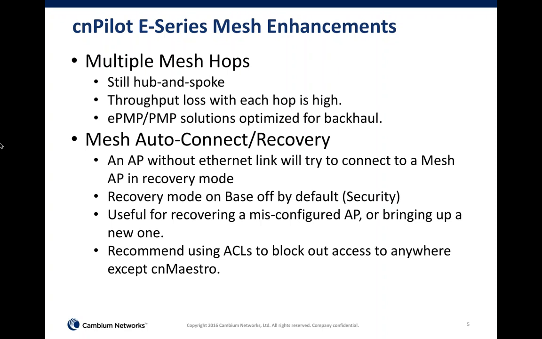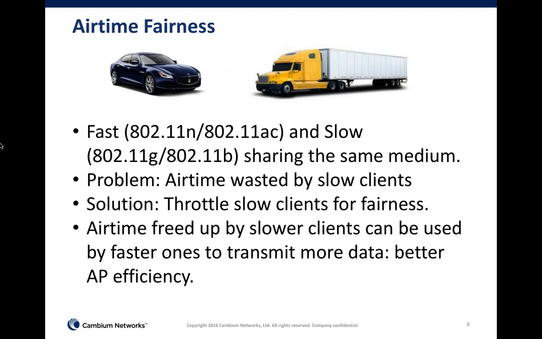So this would be useful where you can bring an AP back onto your network without having to, say, climb up a pole or pull an AP down from the ceiling. It's also recommended when you enable the mesh recovery to have ACLs, so that access on this mesh recovery profile is restricted to CN Maestro, from where you would then connect to this stranded AP and re-enable the connection back onto your network.